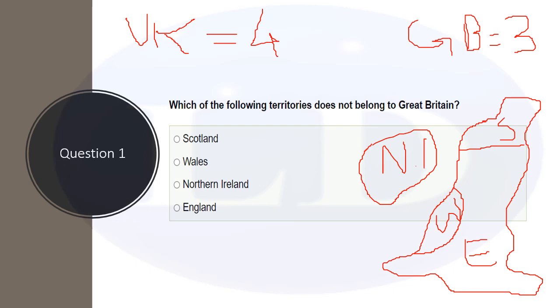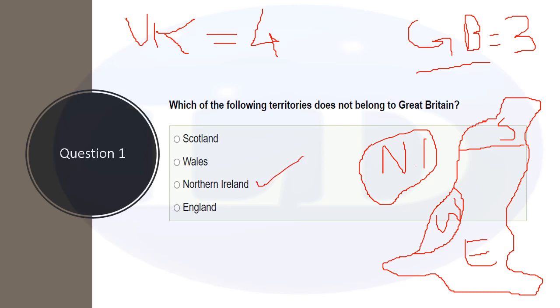Altogether these are 4 countries. Now you could see things. So the UK is 4 countries: Scotland, England, Wales, Northern Ireland. That is 1 country, but that 1 country has 4 divisions. This one piece of land has 3 countries: Scotland, England, and Wales, and that is called Great Britain, or sometimes known as Britain. So which country is not in Great Britain? Obviously Northern Ireland, so that is the correct option.